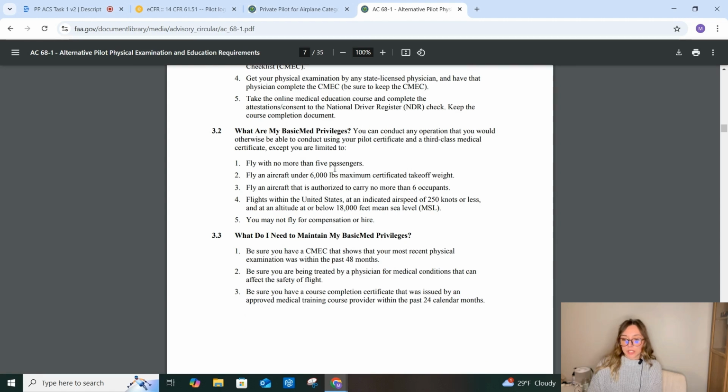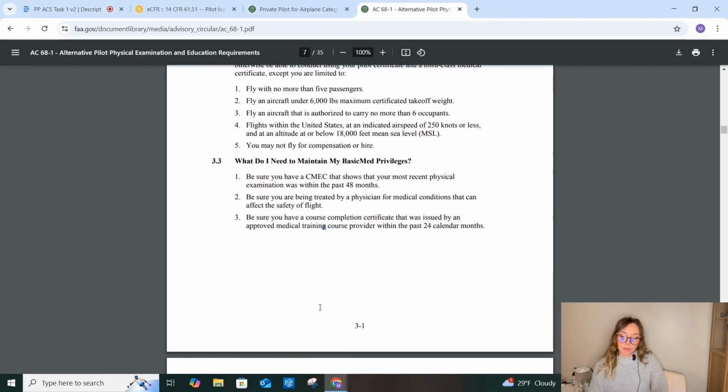These are your privileges: no more than 5 passengers, 600 pounds max certified takeoff weight, fly an aircraft that is authorized to carry no more than 6 occupants. So even if you only have 5 passengers, but your aircraft is authorized to carry 12, you are not able to fly that. 250 knots or less, 18,000 feet MSL or less, no comp or higher. So again, equivalent to recreational pilot license.